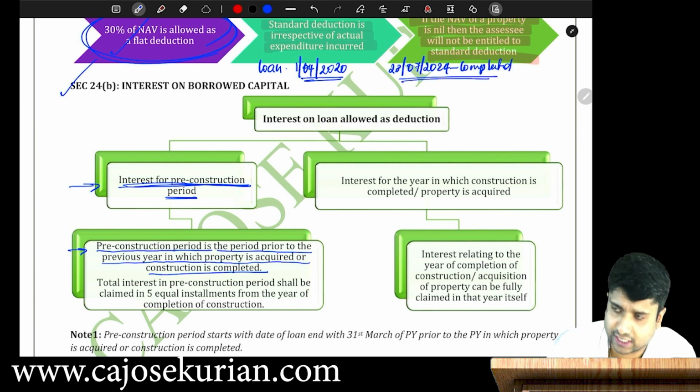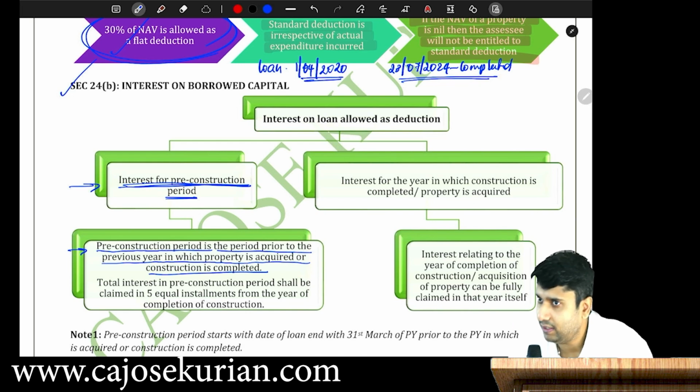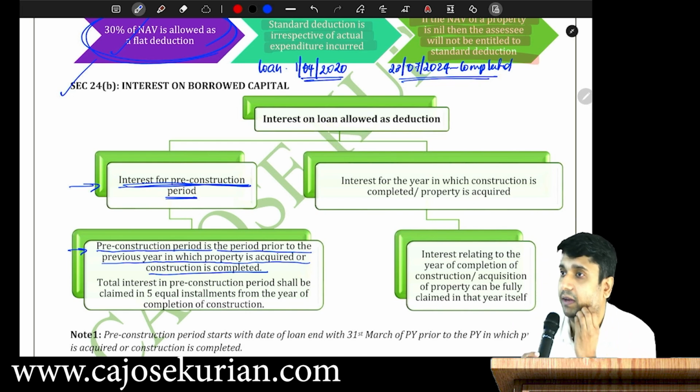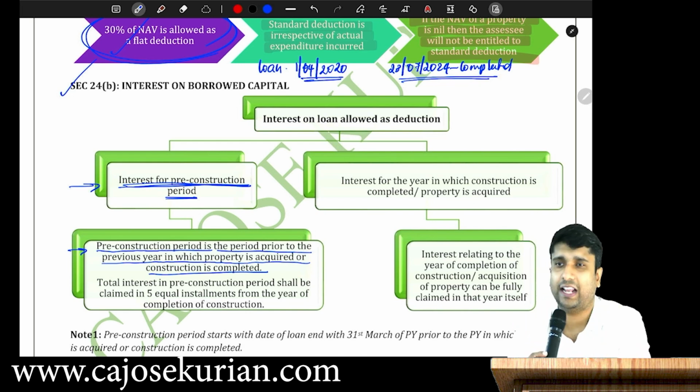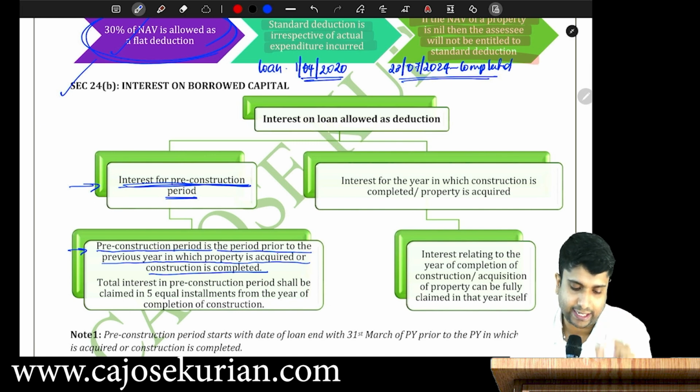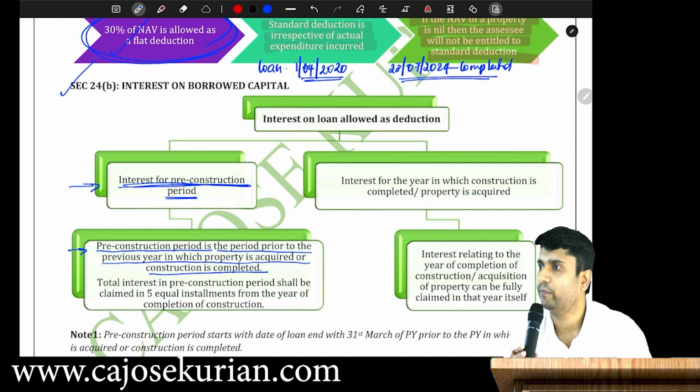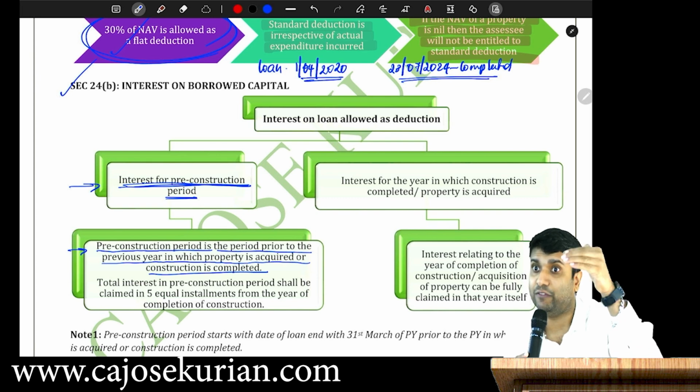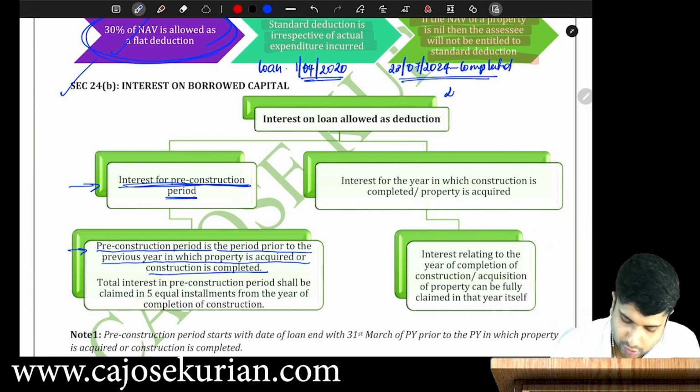Today only I got the completion certificate from the municipality. The construction got completed today. So you tell me, that day, 23rd July 2024, is in which financial year? 2024-25 financial year it is. Are you all with me?